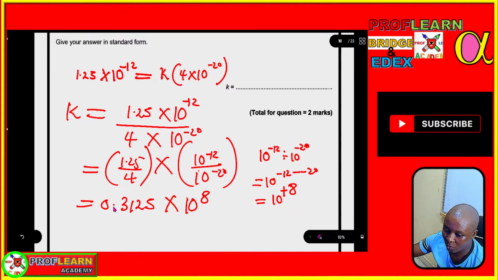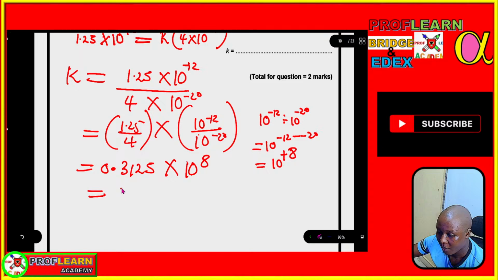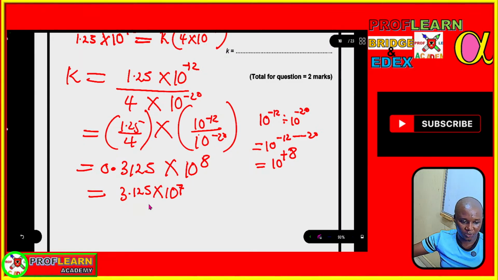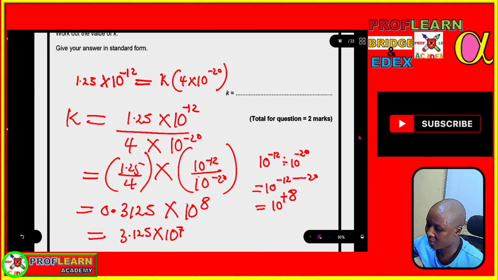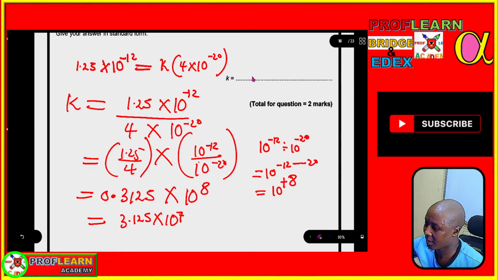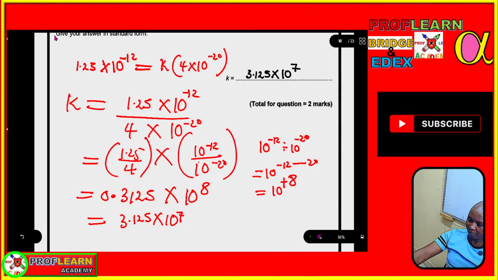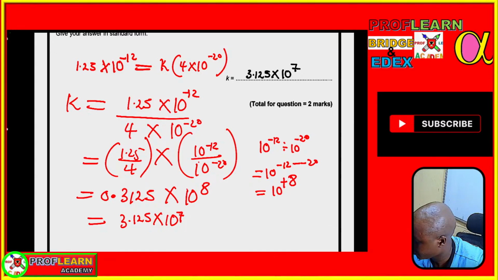But we want to write this in standard form, so meaning our final answer is going to be 3.125 times 10 raised to power positive 7, and that is the value of k in that particular case. 3.125 times 10 raised to power 7 as the final answer for this question.